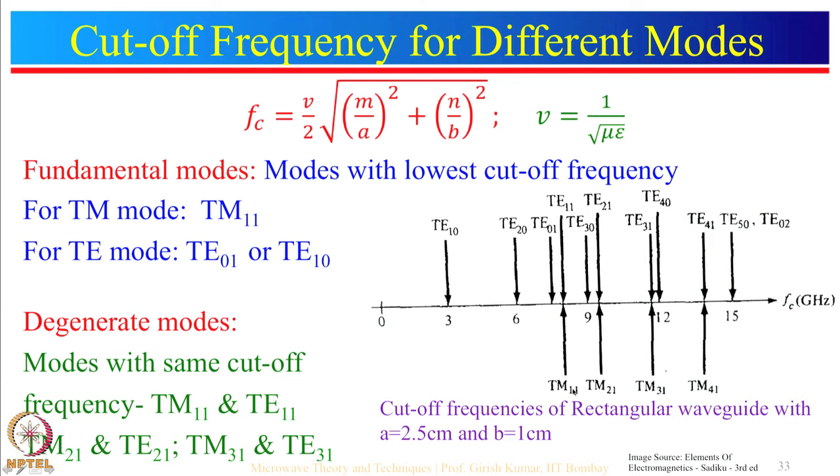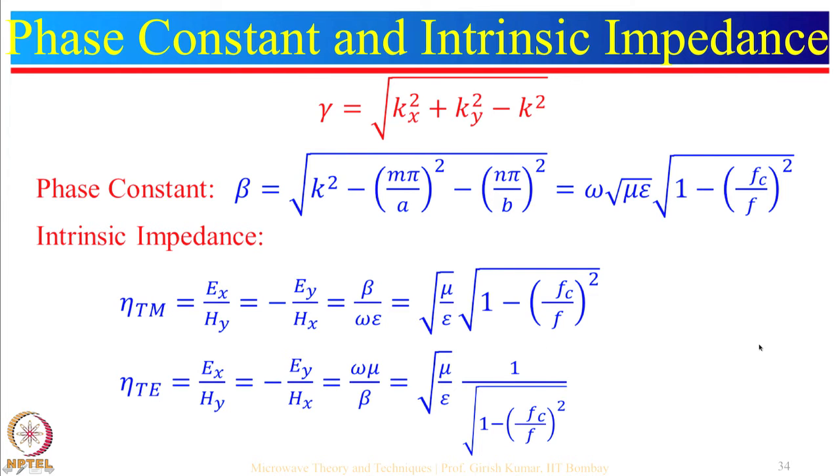So TM11 mode is the fundamental mode for TM propagation. Now the TE11 and TM11 have the same cutoff frequency. Similarly, TE21 and TM21 have the same cutoff frequency. So these modes are called degenerate modes. Now let us move on to phase constant and intrinsic impedance.